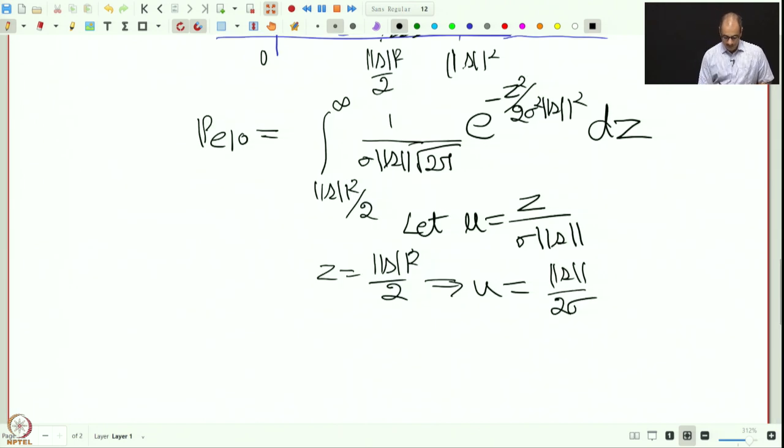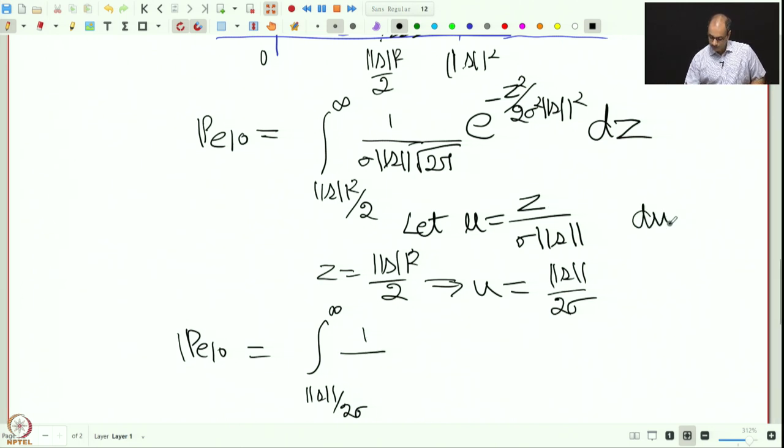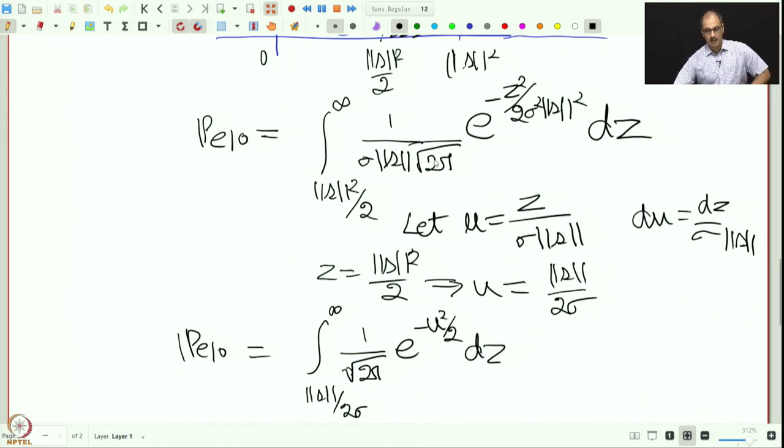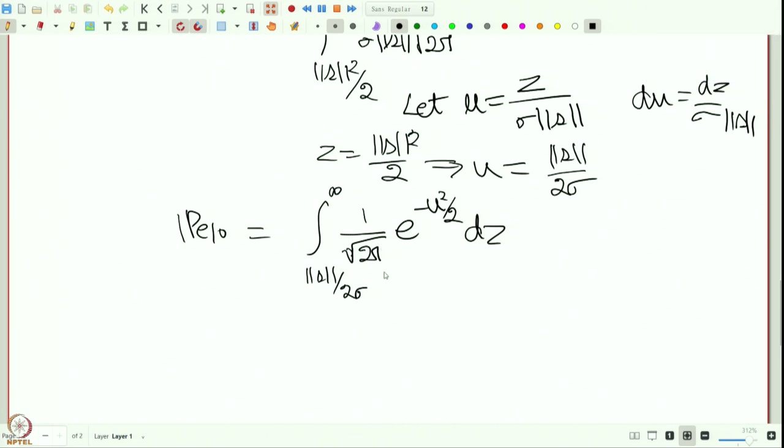Therefore, let us now evaluate this integral. P e given 0 is equal to the integral from norm S upon 2 sigma to infinity. Infinity doesn't change because it's just scaling by a fixed constant. Then 1 by root 2 pi, and if you look at du, it is dz upon sigma norm S. So this sigma norm S will get absorbed into dz. So you will get root 2 pi e power minus u square by 2 du. Now, your eyes should perk up over here. Why? Because this is actually the Q function. So this is Q of norm S upon 2 sigma.